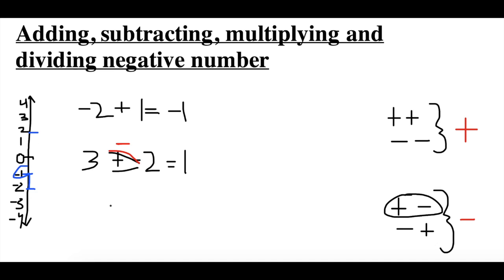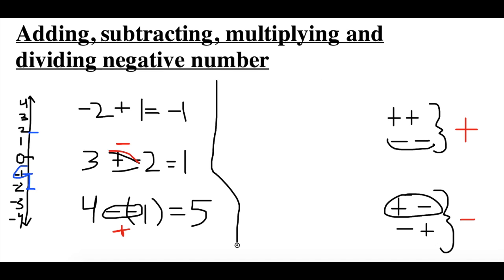Now let's try another question. So let's say we have 4 minus negative 1. Now we have two negative signs in the middle. We have two like signs in the middle. And this means that overall this is positive according to our first rule. So this simply means 4 plus 1. And this equals 5. Now hopefully you understand this.